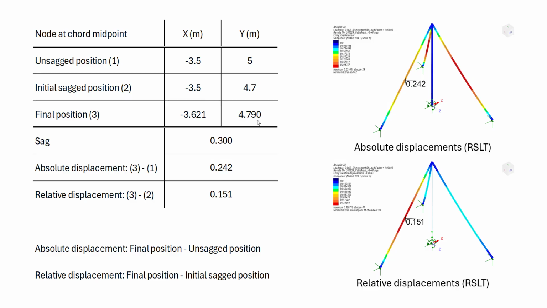The absolute displacement, shown in the contour plot as 242 millimeters, is consistent with the values reported in the first 3 rows of the table. This is very simple math. Similarly, the relative displacement shown in the contour plot as 151 millimeters also matches the nodal positions reported in the first 3 rows.